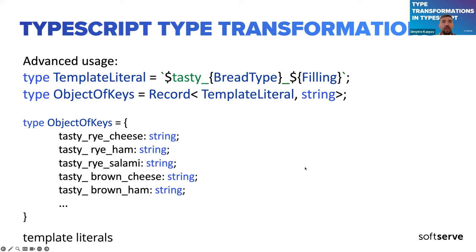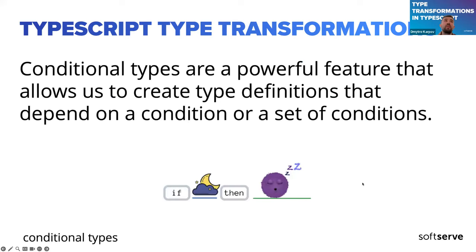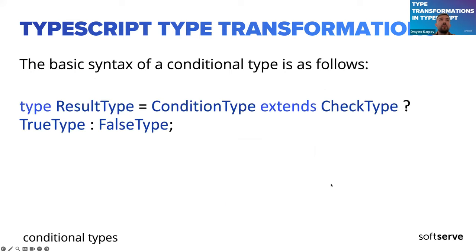Okay. So now let's talk about conditional types. Let's check it out. Conditional types are a powerful and advanced feature that allow us to create type definitions that depend on a condition or set of conditions. And let's examine some examples.